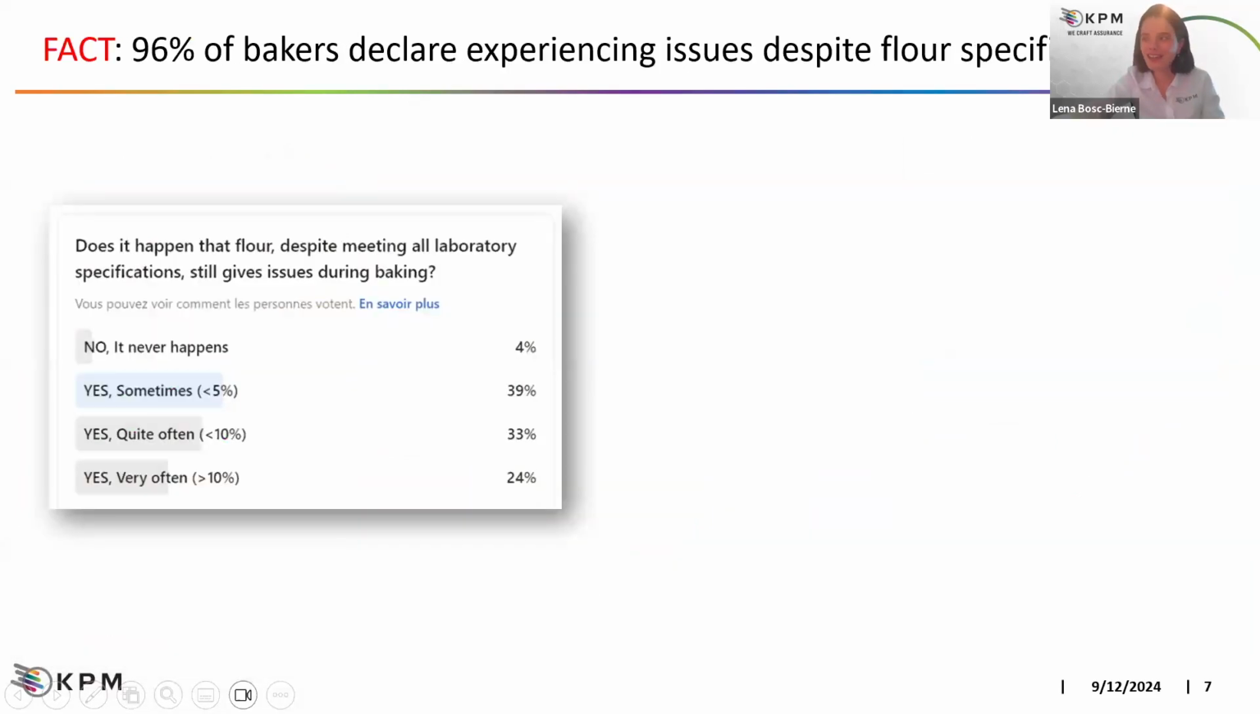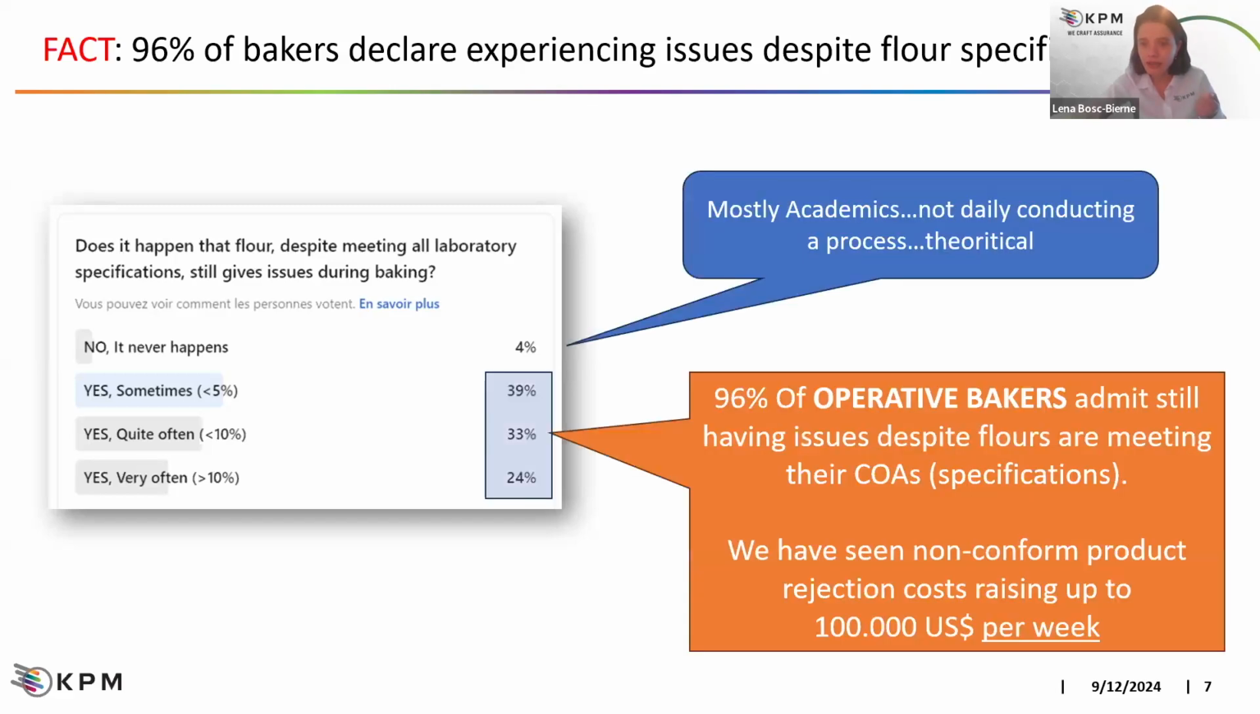And this is very well illustrated by this final fact: we asked the question to bakers. We did a survey on LinkedIn, and we asked a very simple question. Does it happen that flour, despite meeting all laboratory specifications, still gives issues during production? And the answer was yes, 96% of the time, with some people experiencing issues as frequently as 1 in every 10 deliveries, which can represent a lot of money in terms of non-conforming products that you have to reject, or maybe difficulties at the line.